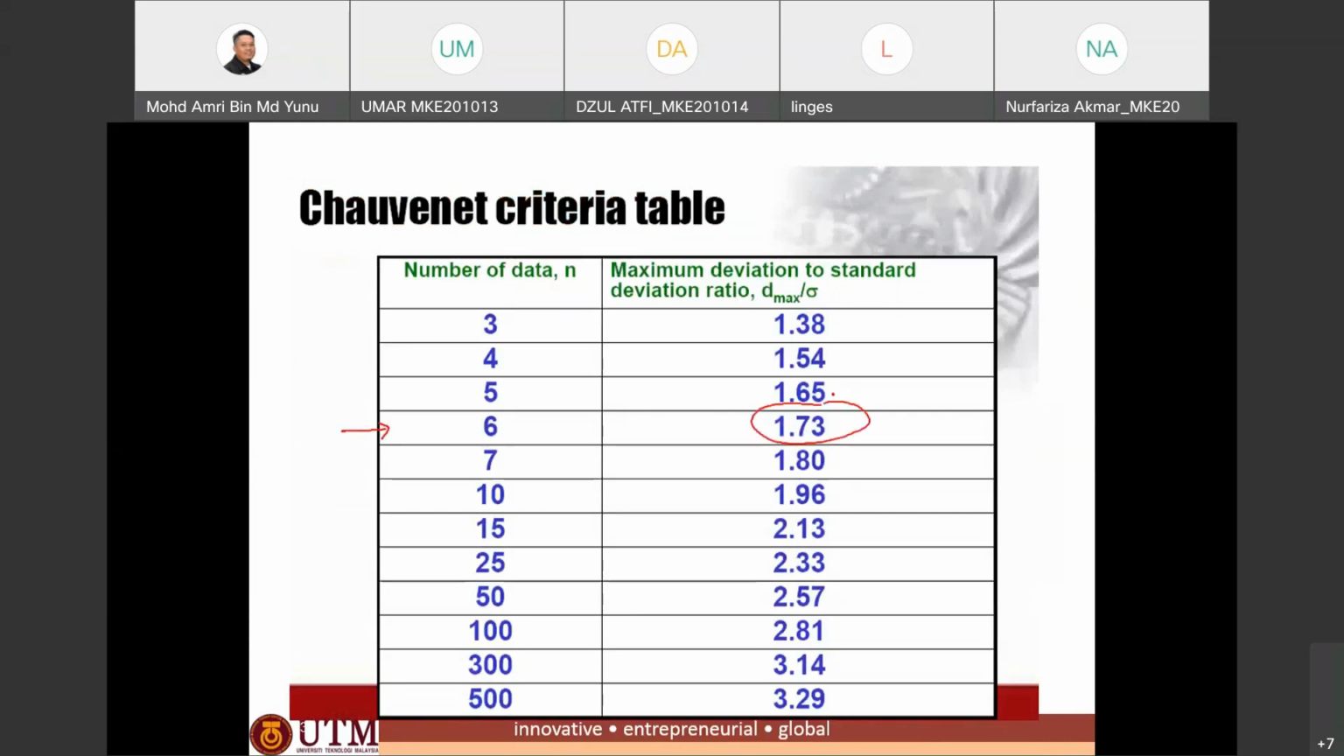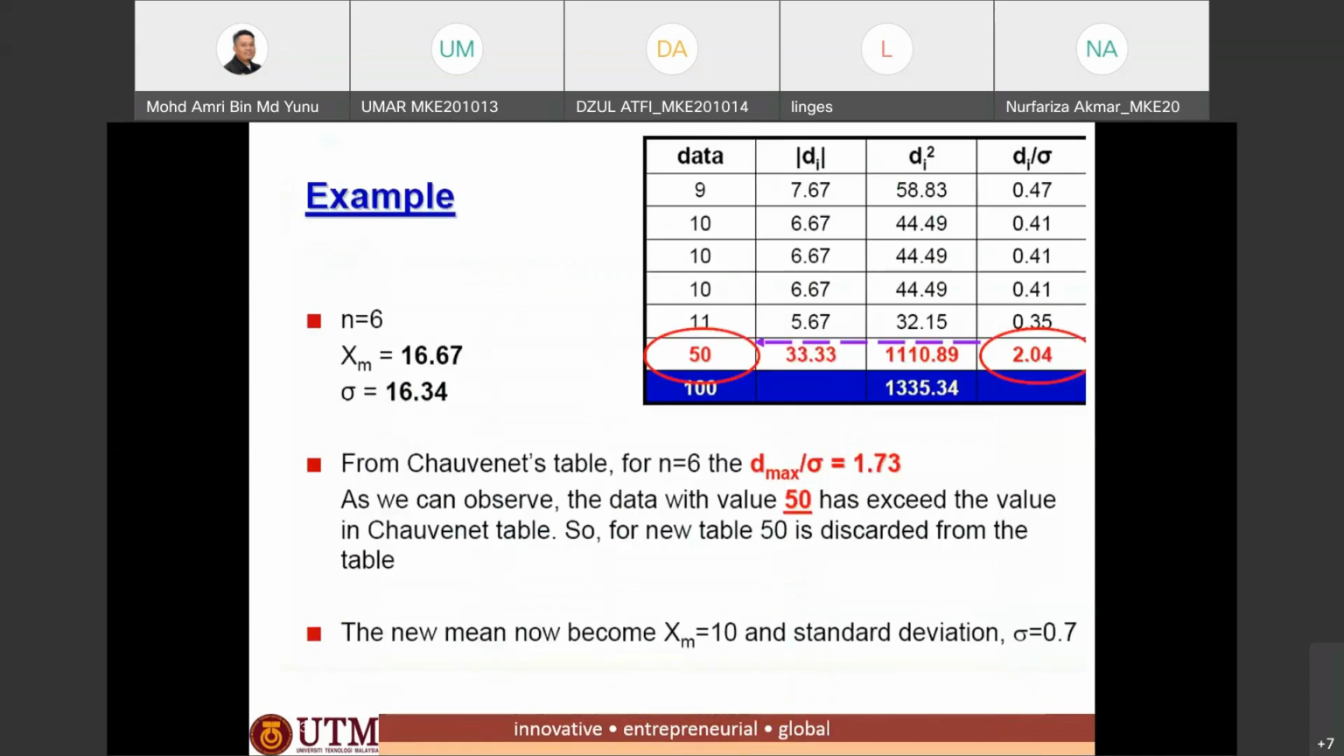So this is supposed to be the maximum value. At any data point, if the value is more than this value, we omit or remove it from the data set. Okay, so again, the process: we first calculate the standard deviation with six numbers, 1, 2, 3, 4, 5, 6. Six data points, so the data is 9, 10, 10, 10, 11, and 50.